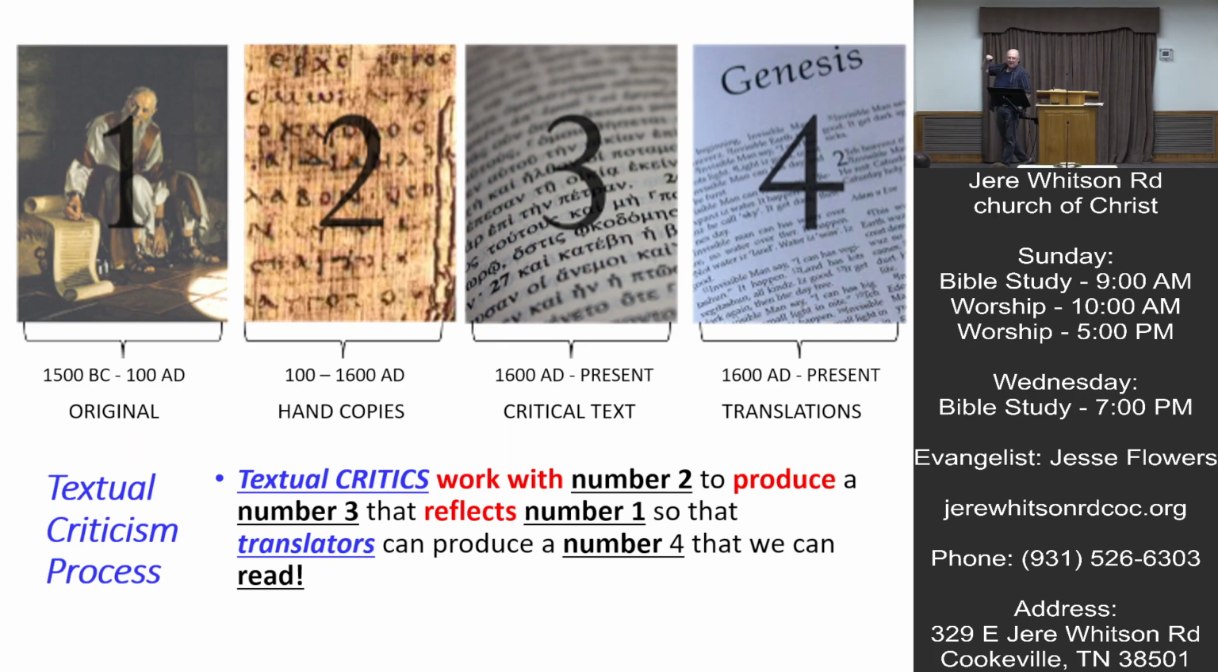All right? There's 4 phases of this. First, all the way on the left side, you got the original copies, all right? We don't have any of those. But it's the original inspired writer putting to paper or parchment the original information on there, okay? And that's from 1500 BC to 100 AD, 1600 years, all those authors, they put it on. And then we have the hand copies.